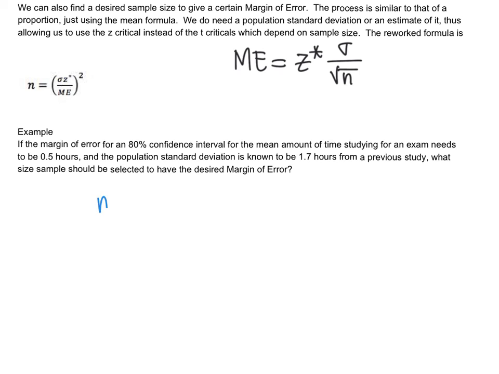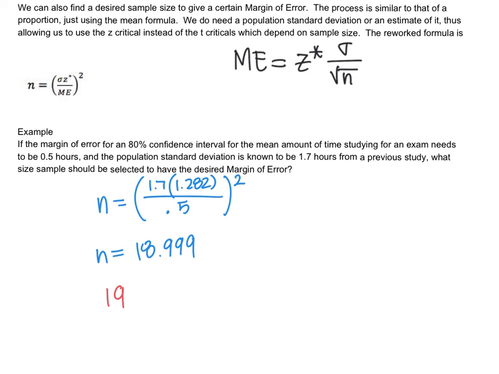So using our formula, we have n equals, and then our population standard deviation, 1.7, times our z critical value for an 80% confidence interval, which is 1.282, divided by our margin of error, 0.5, and then we'll square it. So we're going to get an n of 18.999, which we will round up to the nearest whole number. So we'll have 19 people in our sample.